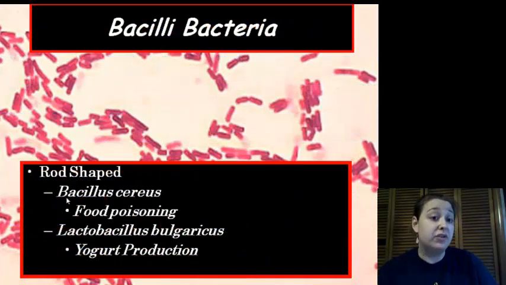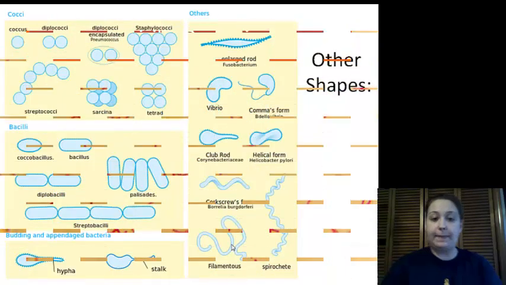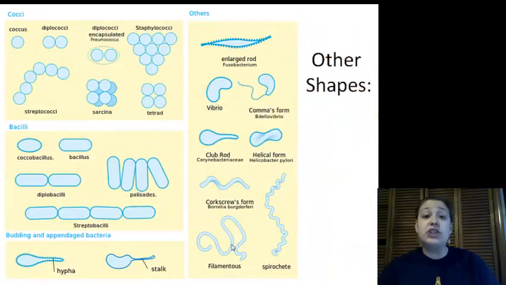Bacillus is another shape that we see, bacillus or bacilli, and they're going to be rod-shaped. Bacillus cereus is in food, and that can just cause us food poisoning. Lactobacillus is found in yogurt. Spirillobacterium are going to be spirals. We have lots of different shapes, but the two major ones are going to be cocci and bacillus.